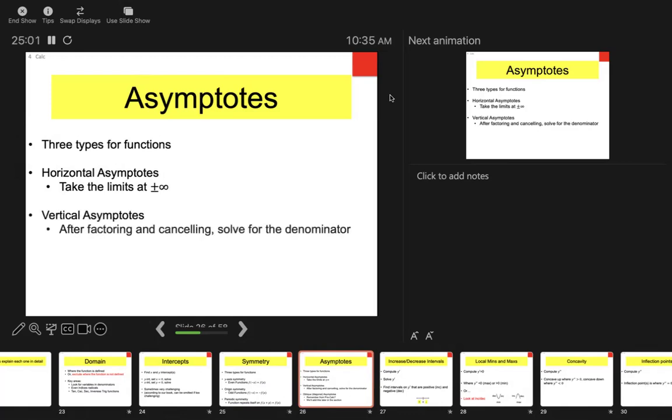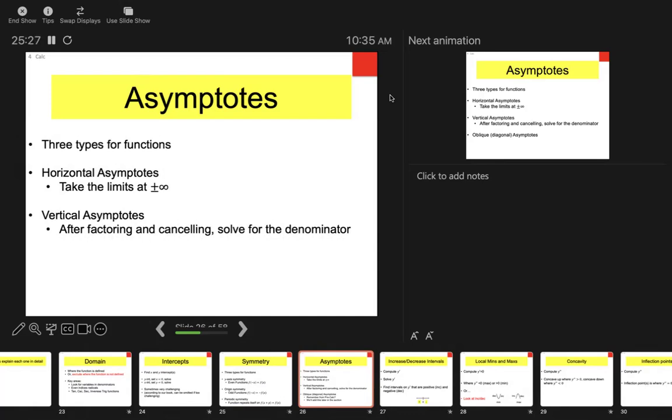You said the vertical asymptotes come from the denominator. It says do this after you factor and cancel. Anything that cancels out is a hole. That's part of your exemptions from the domain. Remember, when we find the domain, we don't cancel anything. We can still factor, but we don't cancel anything.